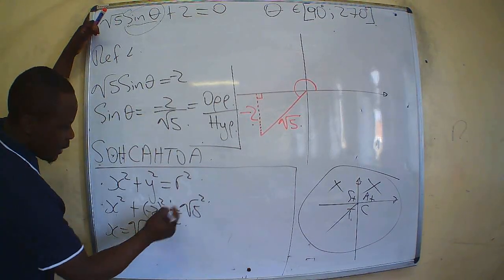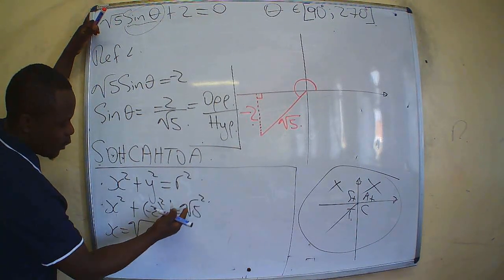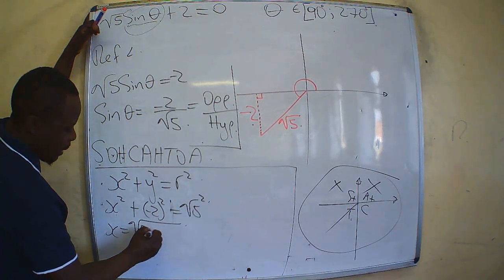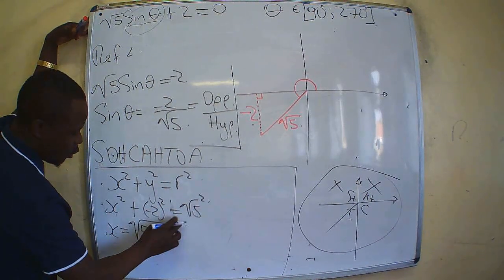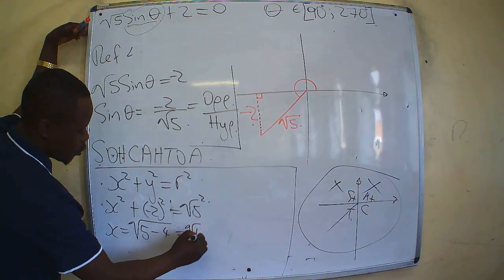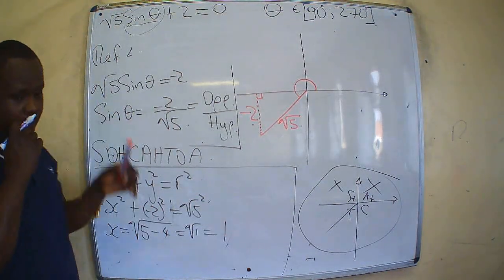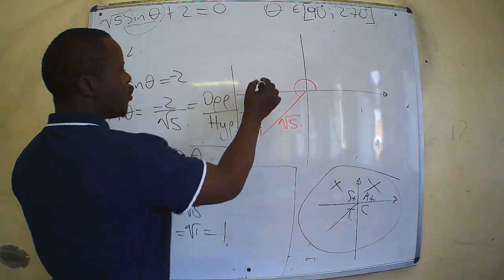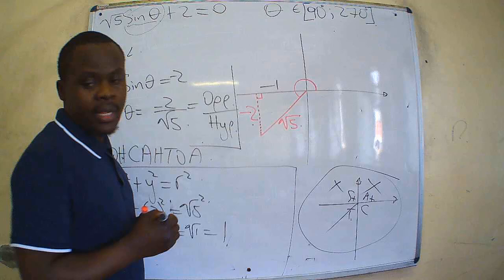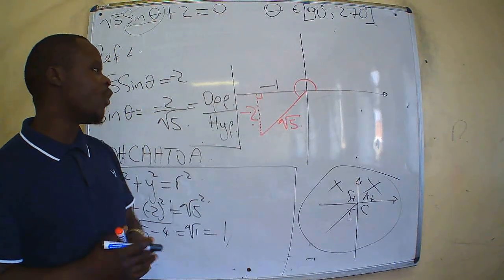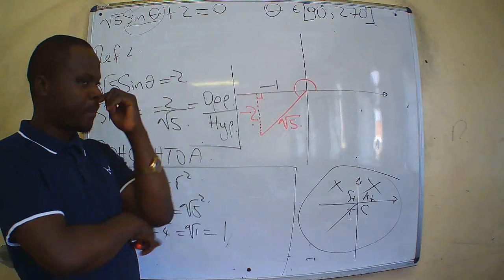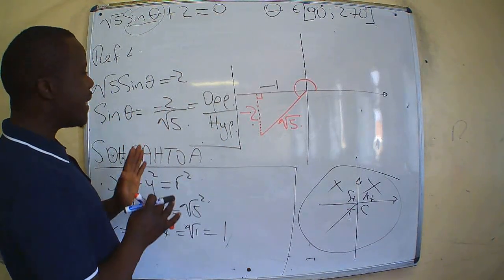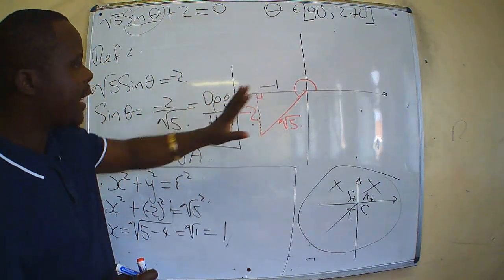So we simplify: x squared is 5 minus 4, which gives us 1. So in this case, we have the square root of 1, which is equal to 1. Our x is going to be negative 1, since we are in the third quadrant. We found that our x is negative 1. So we now have our x, our y, our r. So we are done simplifying our triangle.